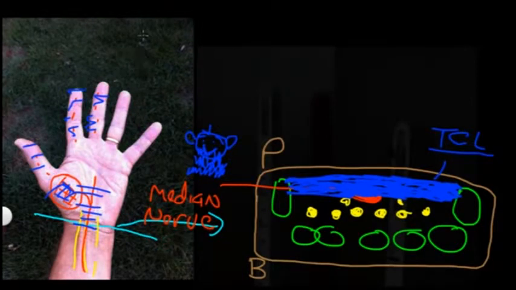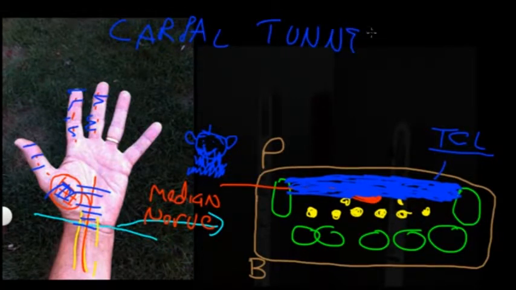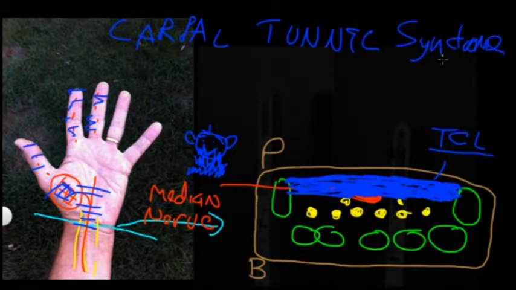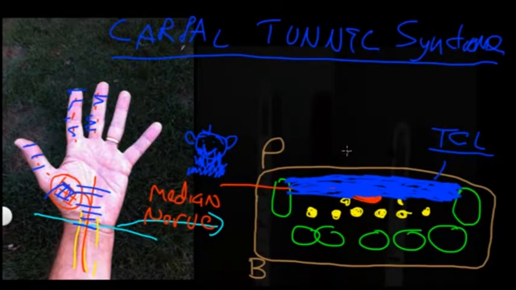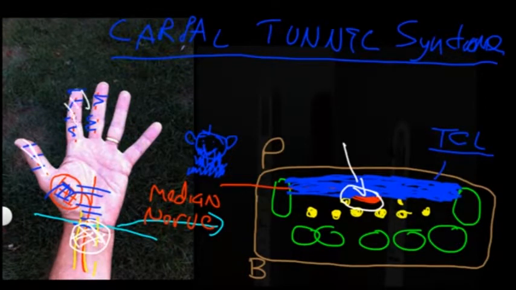Okay, so that is carpal tunnel syndrome. It's caused by squeezing of the transverse carpal ligament on that median nerve right about here. You can get a lot of pain in this region. You can get numbness of your thumb, your index, and your middle finger, and you can get weakness of the thumb area.